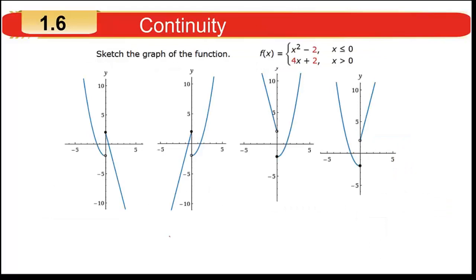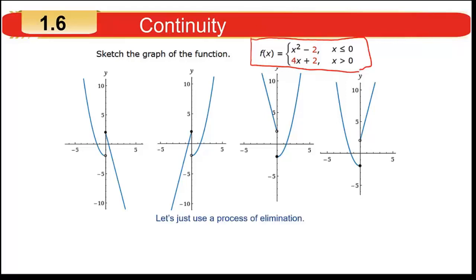Let's just do some examples. This problem says to sketch the graph of the function f of x is equal to a function defined by a rule. It's x squared minus 2 as long as x is less than or equal to 0. It's 4x plus 2 when x is bigger than 0. Now if you think about it, they did the graph for us. We just have to use a process of elimination to figure out what it can't be.